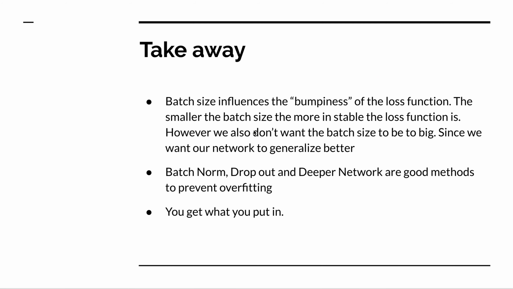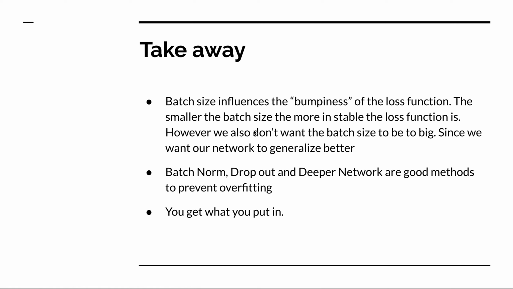So the main takeaway for this project is that I learned a lot from training the CNN, and I realized that batch size influences the bumpiness of the loss function, and we don't want it to be too small in that it will make the loss function too bumpy, and we also don't want it to be too large because we want our network to generalize very well.